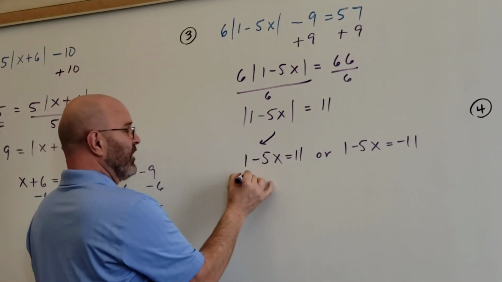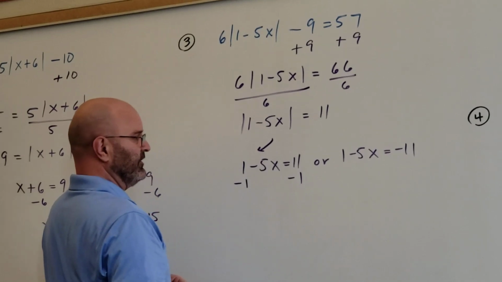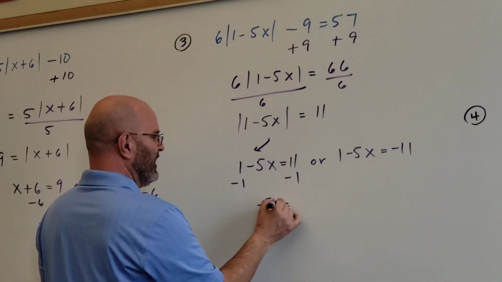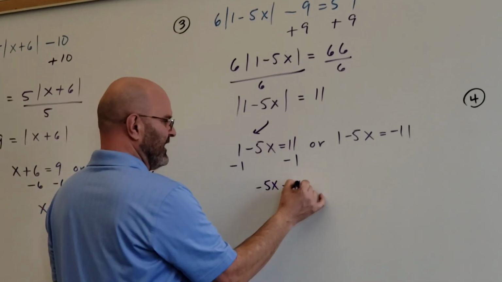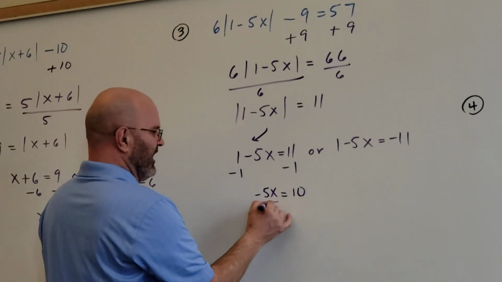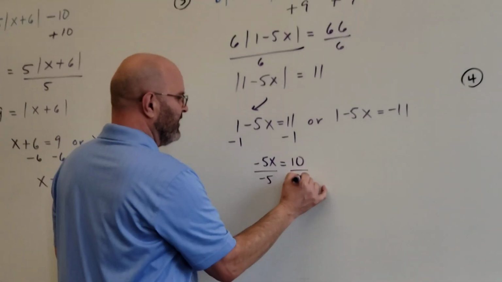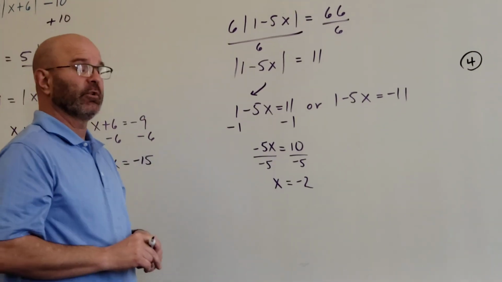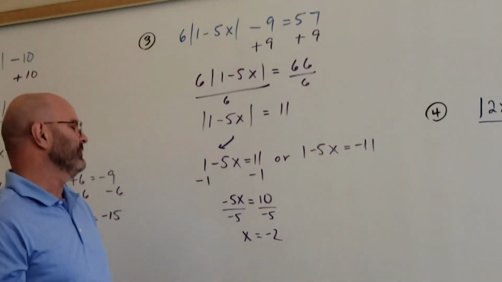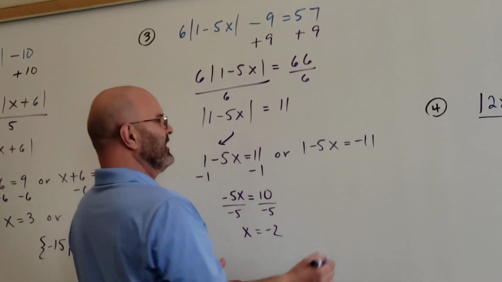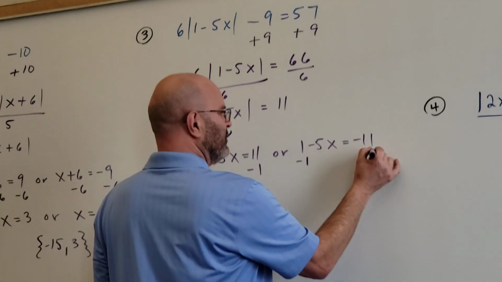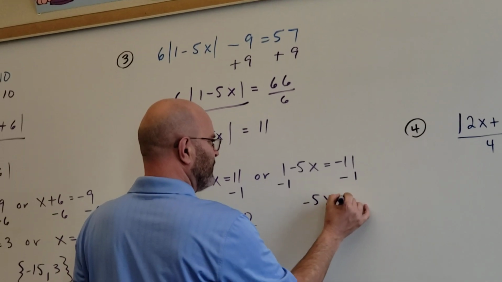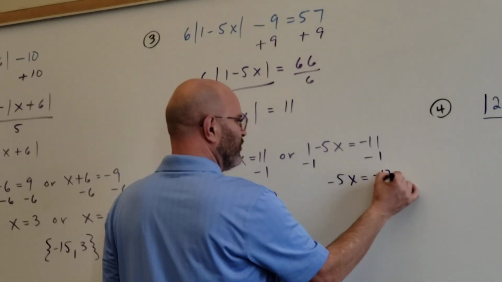I need to subtract 1 from both sides. That gives us the equation negative 5x equaling 10. If I divide both sides by negative 5, I'm getting negative 2. It's not a fraction or a decimal, but it very well could have been. To get the second answer, I'm going to subtract 1 from both sides. That gives me negative 5x equals negative 12.